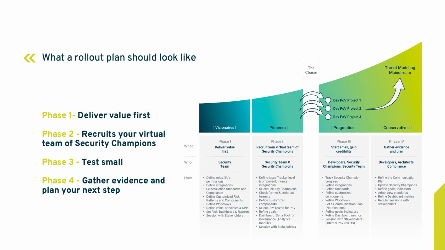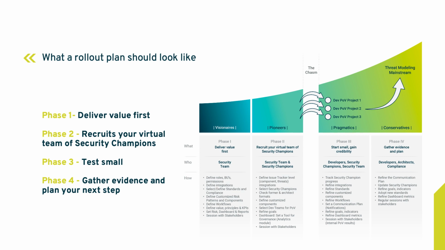Phase 2, recruit your virtual team of security champions. One of the best methods of collaboration is to recruit the security champions within the developer teams. This can be individuals who are friendly with your team and eager to collaborate, or developers looking to upskill in the security space. The ability to speak freely to each other and aim to collaborate as a team.